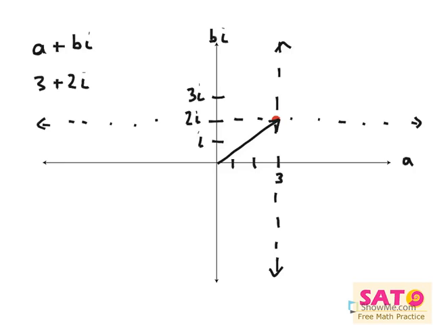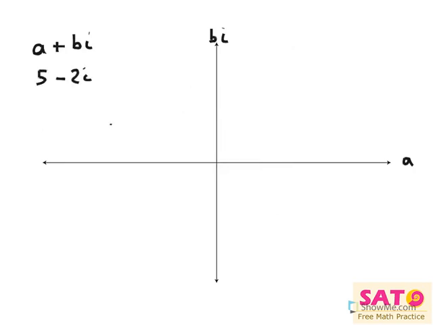Let's try one more. Let's try this out. So 5 minus 2i. I'll kind of slow down so you can think about it. So we have negative 2i here, and we have 5 up here. So it would connect to be right there.